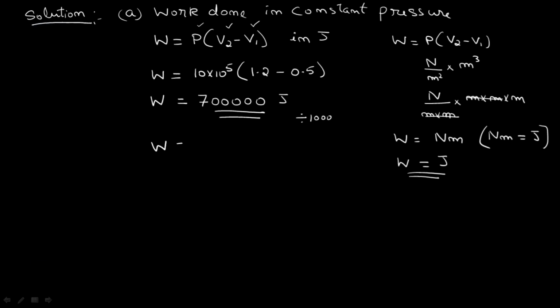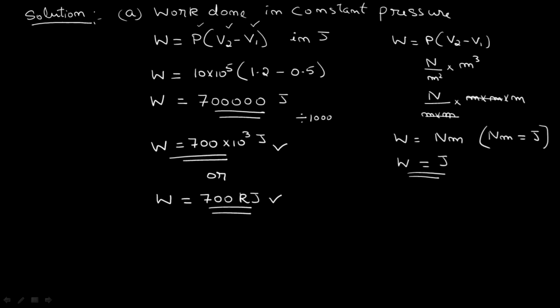Therefore W is equal to 700, but it should be multiplied by 10 to the power of 3 joule, or you can write as work equals 700 kilojoule. Better you write the work in terms of joule and also in terms of kilojoule. So that was the first calculation for work done.